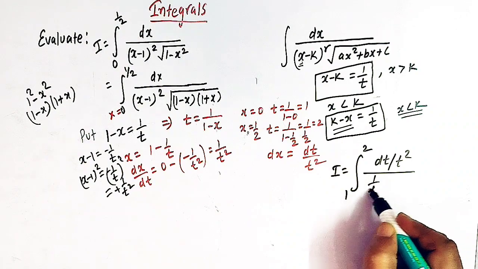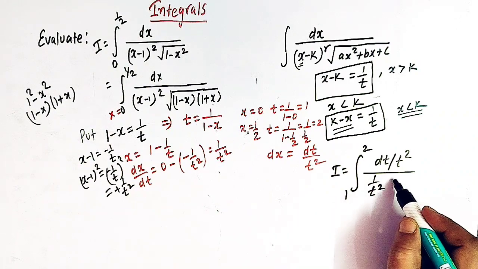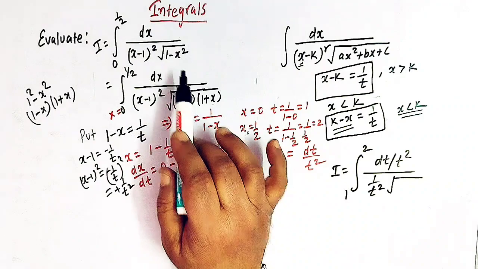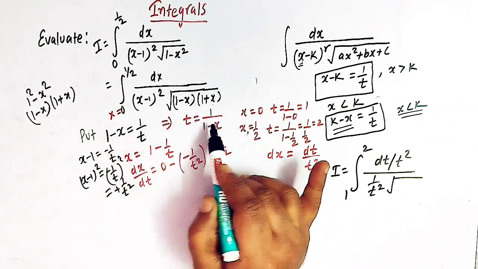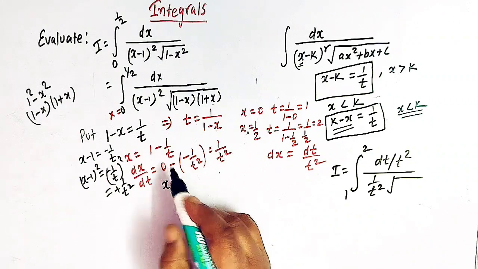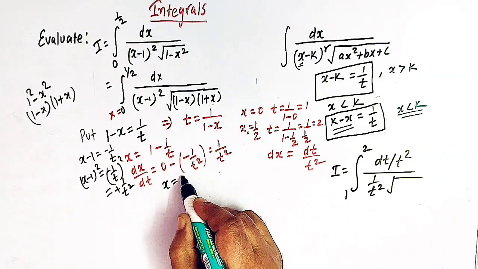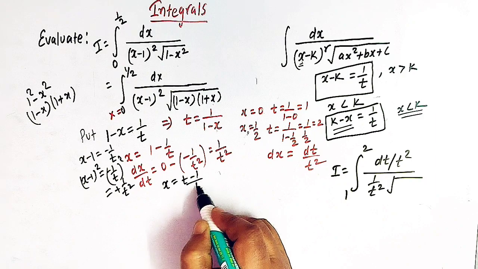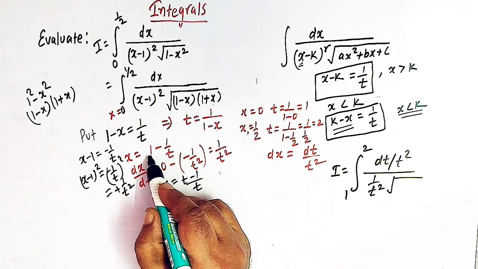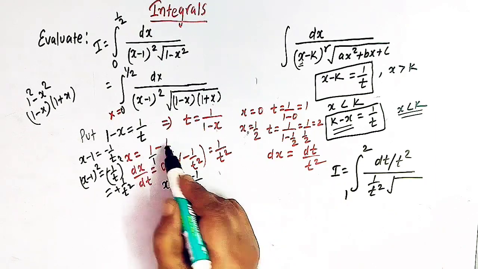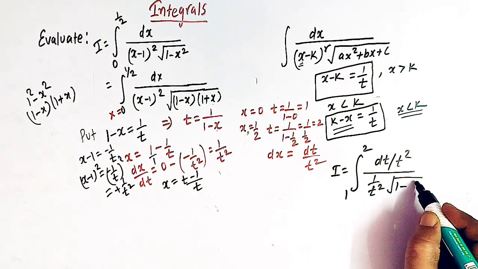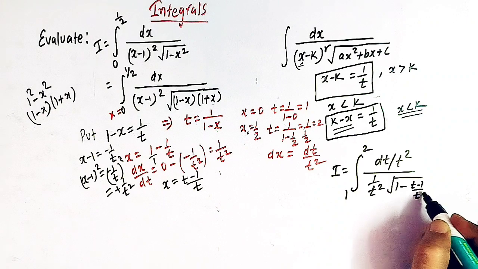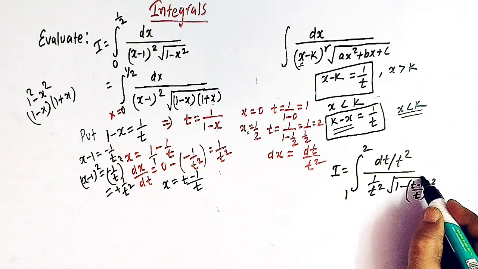So here we have 1 over t square, and then we have square root of 1 minus x square, right? So x is equal to 1 minus 1 over t, that is t minus 1 over t, right? So here we take the LCM, so t minus 1 over t. So here we have 1 minus t minus 1 over t square.